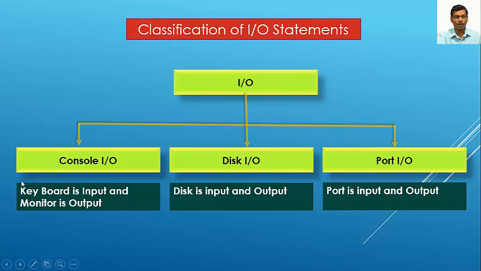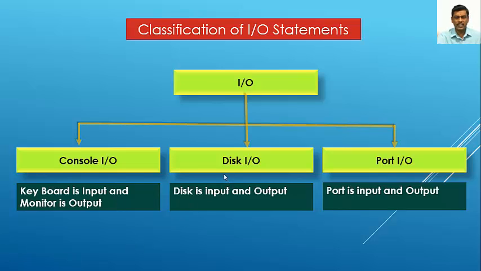Console means keyboard and monitor. So in console IO, we get input through the keyboard and we give output through the monitor. So monitor is the output, keyboard is the input. Console IO we already discussed in the previous session.